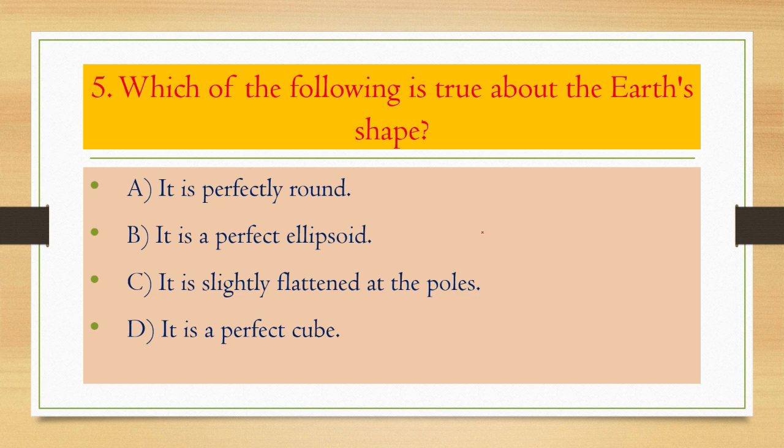Let us go to the fifth question. Which of the following is true about the Earth's shape? It's perfectly round, or it's a perfect ellipsoid, or it is slightly flattened at the poles, or it's a perfect cube. Just now we discussed it's a perfect ellipsoid. Ellipsoid means it looks like an egg shape. You may feel the flattened option is also correct, but we are discussing the Earth's shape here. Earth's shape is related to ellipsoid.